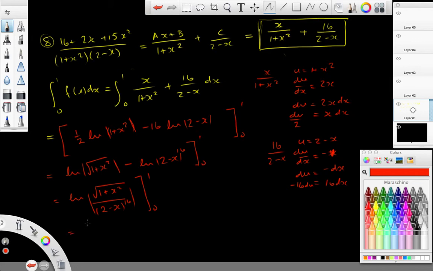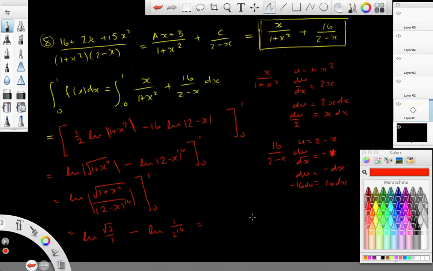Right, what have we got now? It's going to be equal to the log of, now we're going to put 1 in here. 1 plus 1 squared is 2, so that's root 2 over 2 minus 1 is 1 to the power of 16, so that's just 1. Minus the log of, 1 plus 0, that's going to be root 1, so that's just 1 over 2 minus 0 is 2 to the power of 16.